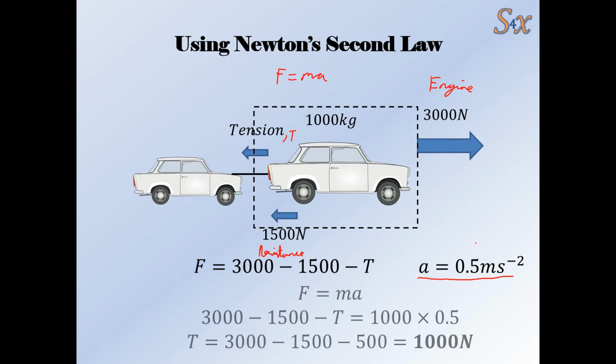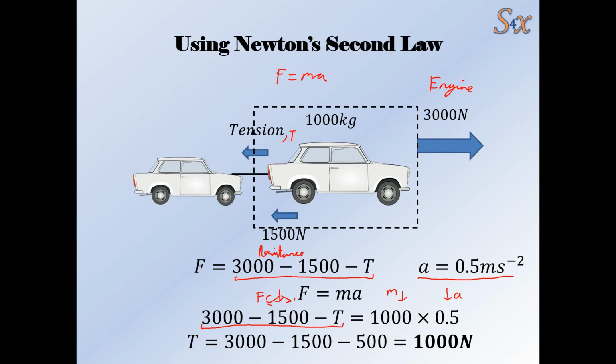So if we have a look at the first line of this, we're going to use F equals ma, Newton's second law. Now I've substituted in the resultant force, 3,000 minus 1,500 minus T. I've just substituted that in for the resultant force. Equals 1,000, which is the mass. So this is the resultant force, all this bit. This is the mass, and this was the acceleration we found in the previous part.